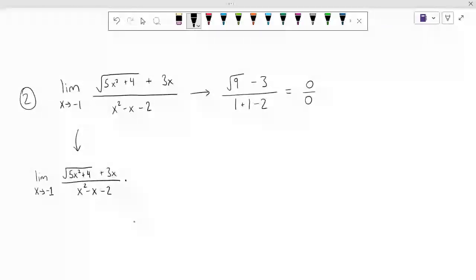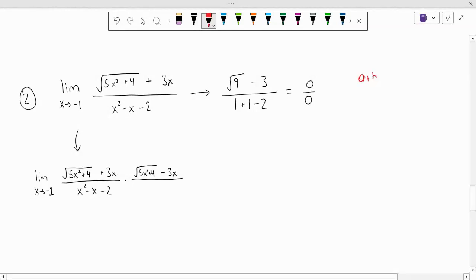So the trick to a problem like this one is to multiply the numerator and the denominator by the conjugate of the numerator in this case. I guess in general, you want to multiply by the conjugate of whatever has the square root in it. The conjugate of the numerator is just changing the sign in the middle to be minus instead of plus. These expressions a plus b and a minus b are sometimes called conjugates of each other.